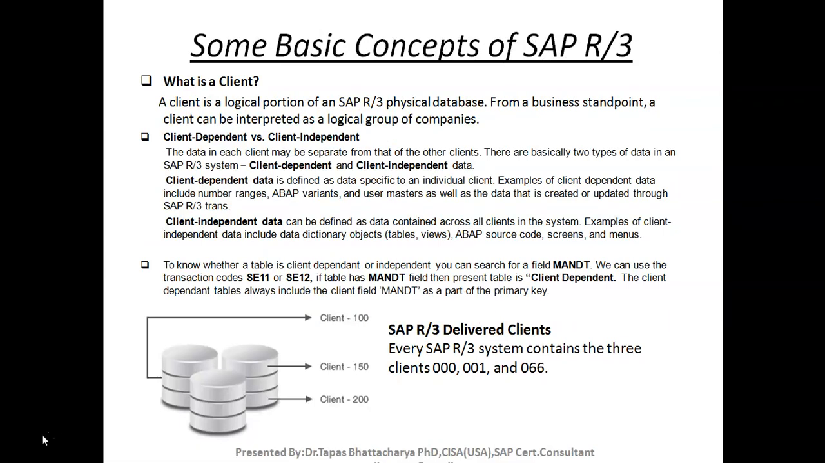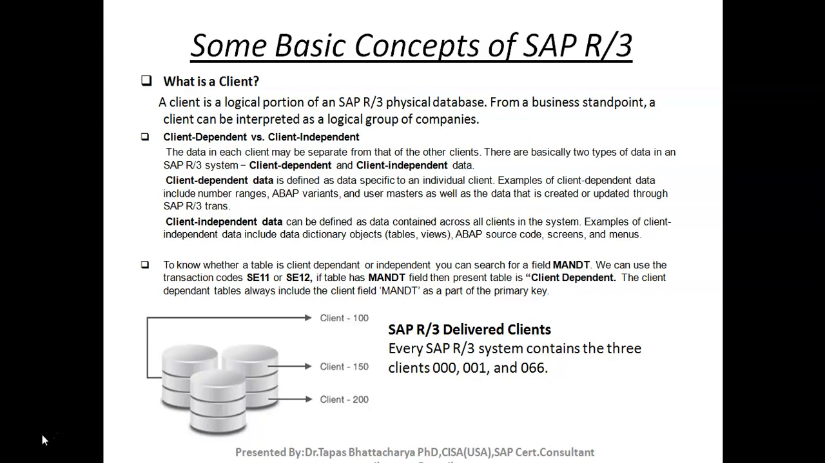This slide talks about what a client is. Client is a logical portion of a SAP R3 physical database. From a business standpoint, a client can be interpreted as a logical group of companies. There are two types of data available: client-dependent information and client-independent information. The data in each client may be separate from other clients. There are basically two types of data in R3 systems, client-dependent and client-independent data. We need to know what client-dependent and client-independent data are. Client-dependent data is defined as data specific to an individual client.